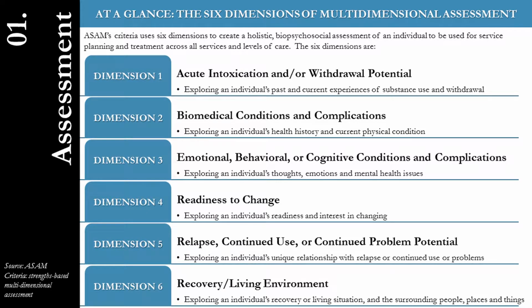The fifth dimension, relapse, continued use, or continued problem potential. This is really about assessing people, places, and things, looking at the social and environmental factors that could hamper recovery or really contribute to relapse in the future. And so it's important to explore this with the patient and work with them hand in hand to identify those factors and create a plan to address them.